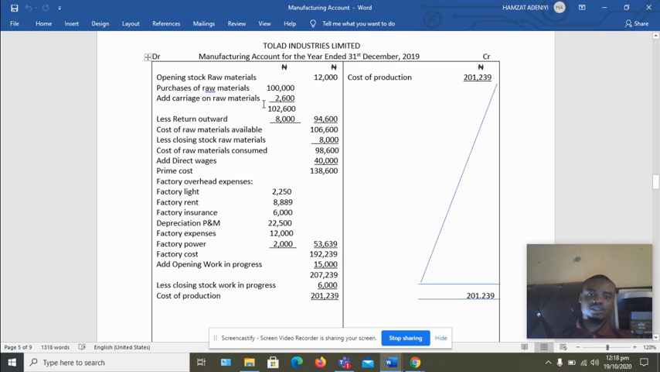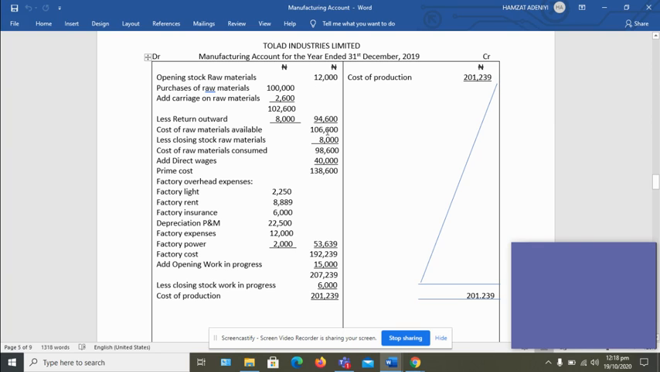Then after you have gotten your carriage and raw materials, 102,600, less your return outward, 8,000, that gives us 94,600. You add this 12,000 plus 94,600 will give us 106,600. That is the cost of raw materials available. Then you less your closing stock of raw material, 8,000 naira. Then cost of raw material consumed is 98,600. This is your direct material. Then you add your direct wages, also known as direct labor, of 40,000.